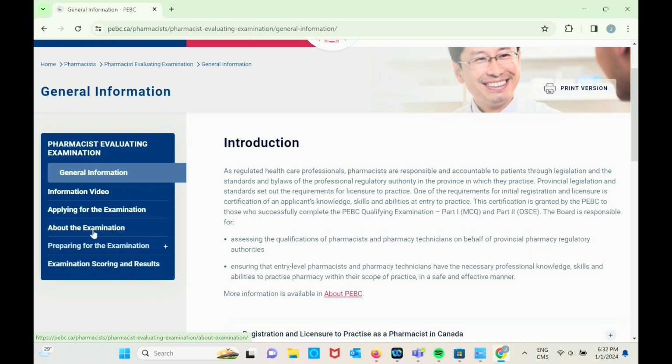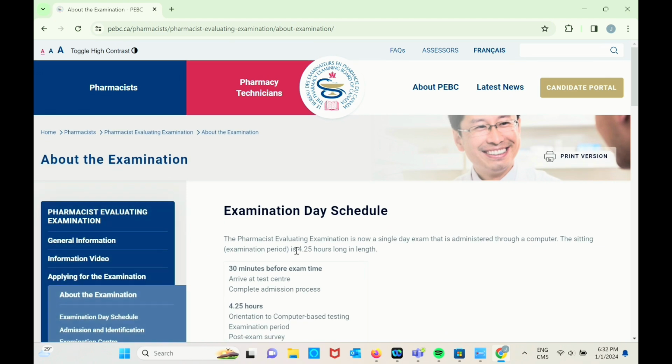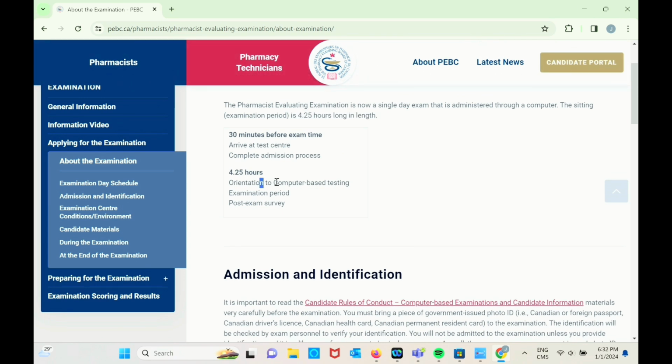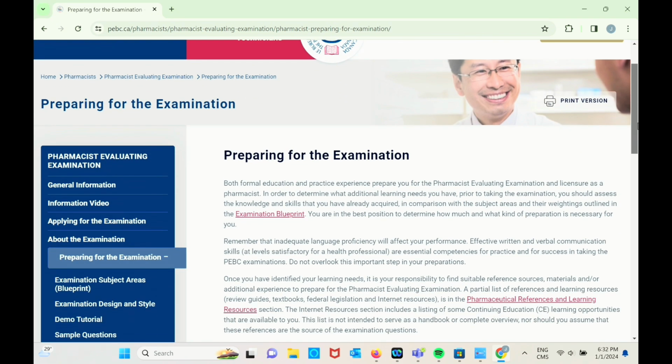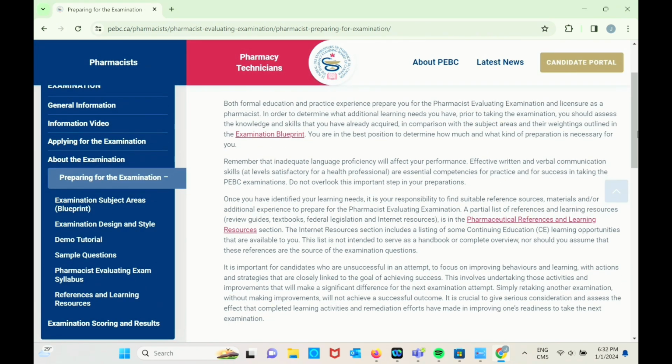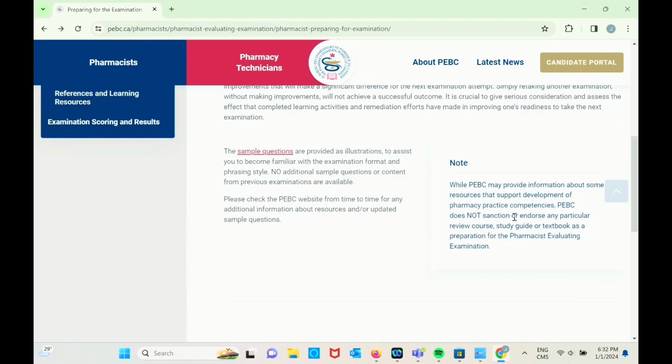About the examination, it's going to be 4 hours and 25 minutes in length, including the computer-based portion. You'll have an orientation and the total examination, and after the exam you'll have post-examination surveys. Let's check out preparing for the examination. On this page you'll see 3 different things. One is the exam blueprint, which is the syllabus. The other one is the references, and the third one is the sample question paper. So just check them out one by one.